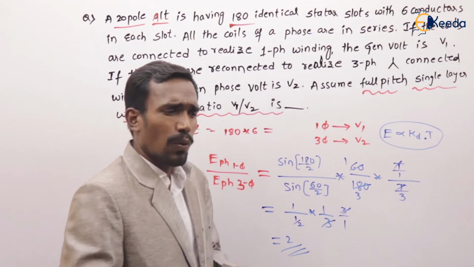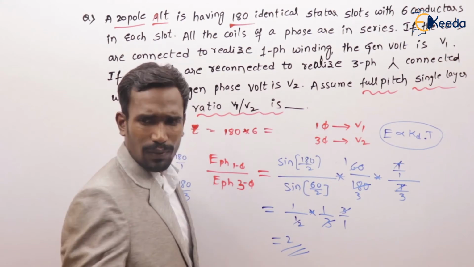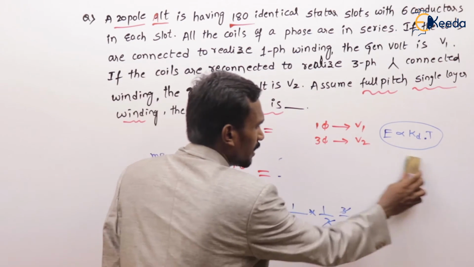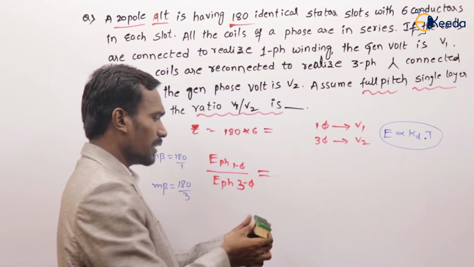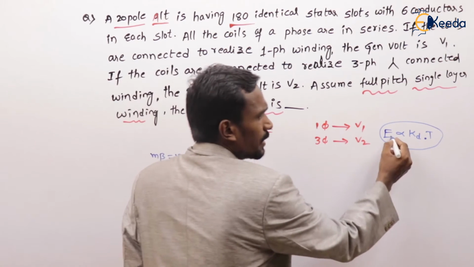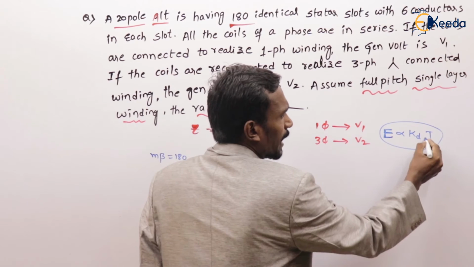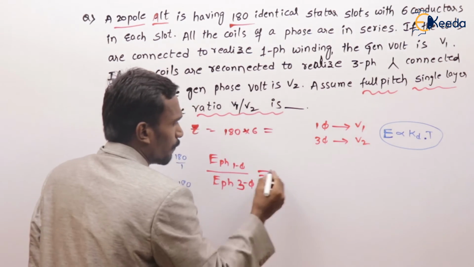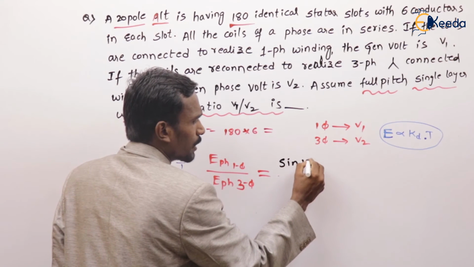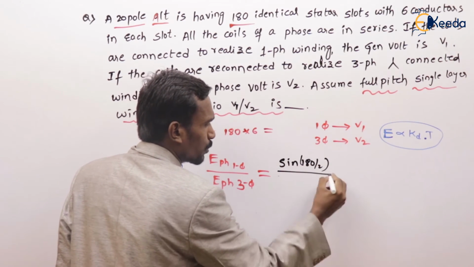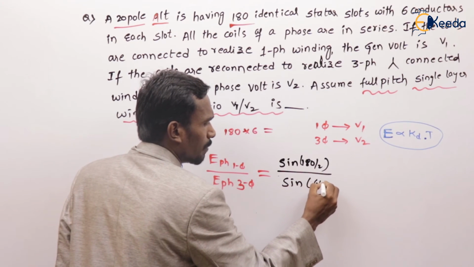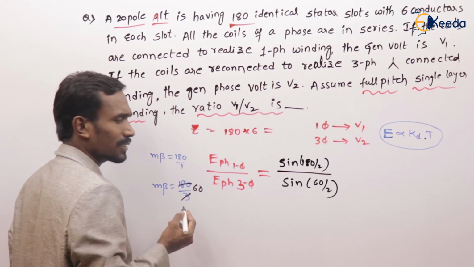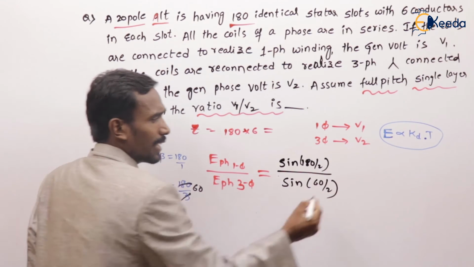Very simple question. Just once again see here how we are doing this. For this we have a formula: E is directly proportional to KD into T. For this, sin M beta by 2 divided by sin M beta by 2. For this M beta is 60 degrees, and for this M beta is 180 degrees.